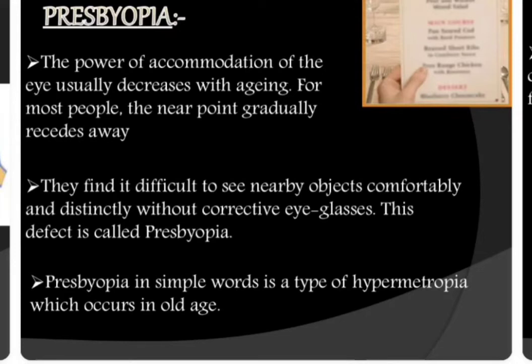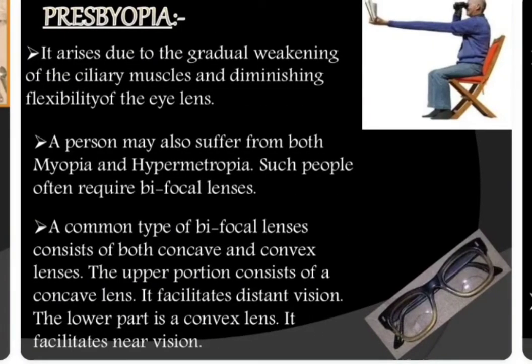Presbyopia, in simple words, is a type of hypermetropia which occurs in old age. Remember that. So how does it happen? It arises due to the gradual weakening of the ciliary muscle and diminishing flexibility of the eye lens. A person may also suffer from both myopia and hypermetropia. Such people often require bifocal lenses. So that also falls under the category of presbyopia.